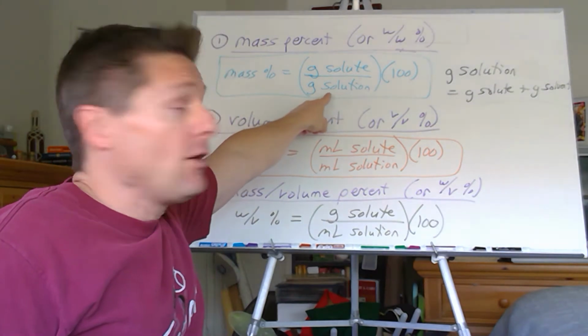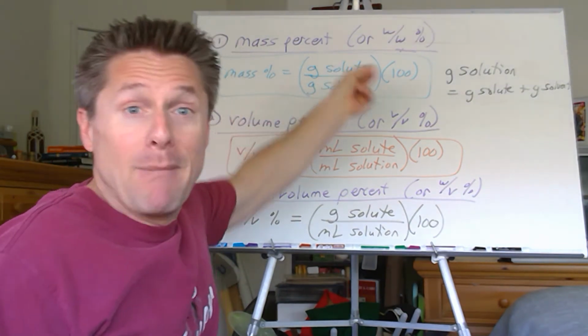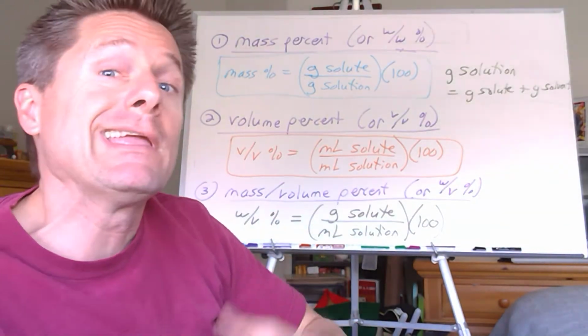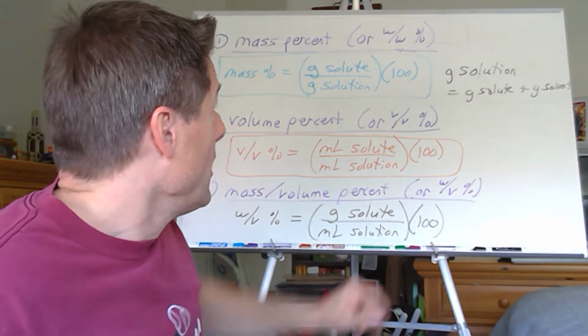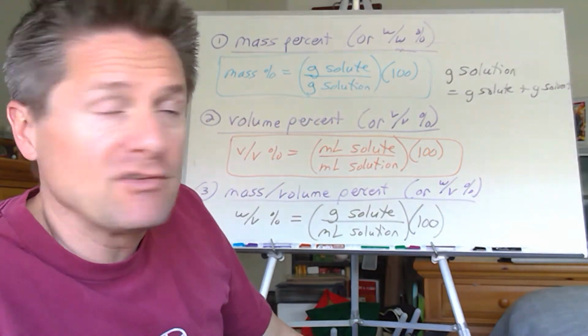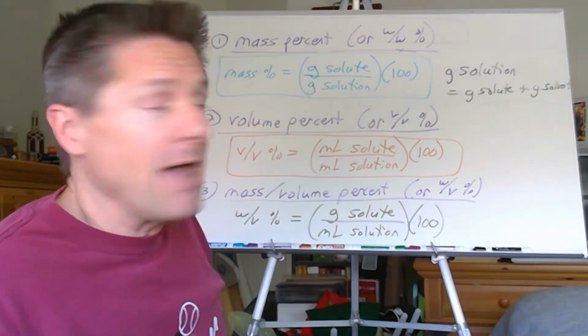As long as we know the mass of the solution, we can get to the mass of the solute. Just like with molarity, if we knew the liters of the solution, we could get to the moles of the solute. No big deal. Or vice versa, if we know the mass of the solute, we can figure out the mass of the solution just by assuming 100 grams on the bottom.